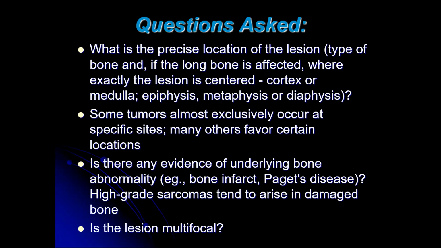Is there any evidence of underlying bone abnormality? You have to look at the bone in general. You should see if there are infarcts. You should look for Paget's disease, which is a known precursor of tumor. High-grade sarcomas tend to arise in damaged bone. Is the lesion multifocal or not? You have to pay attention to this.